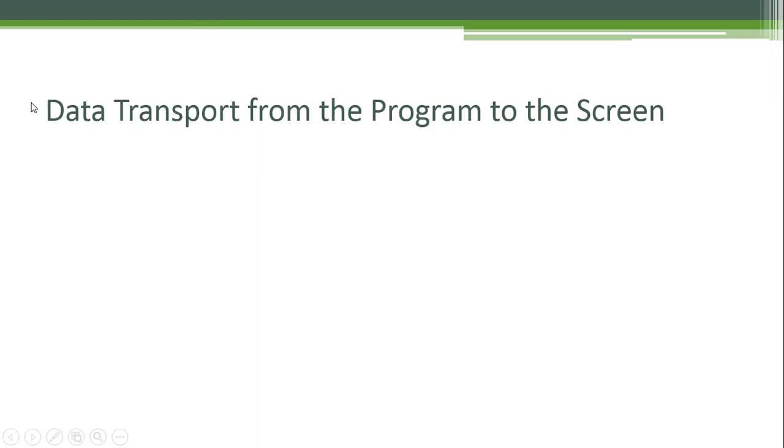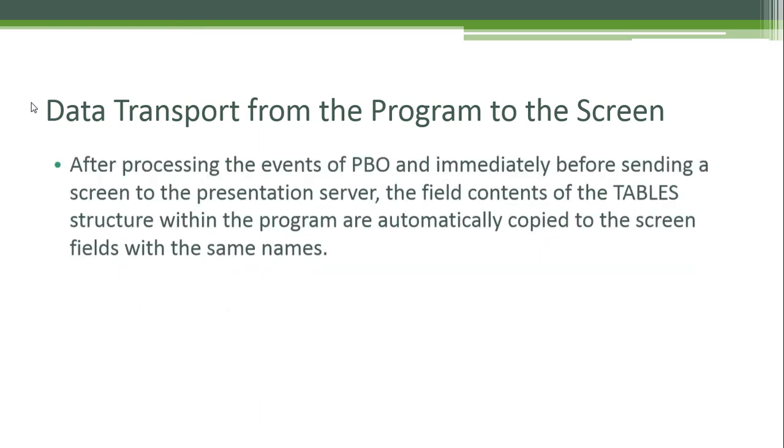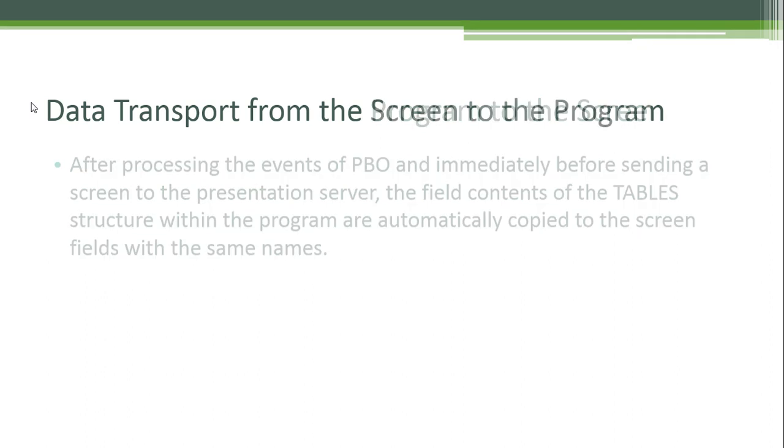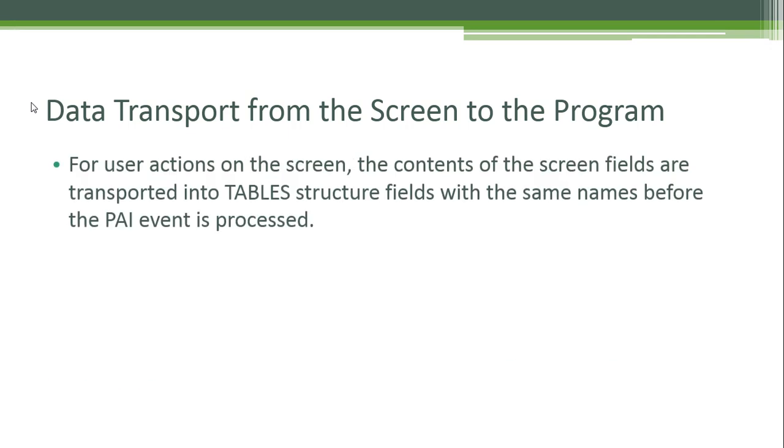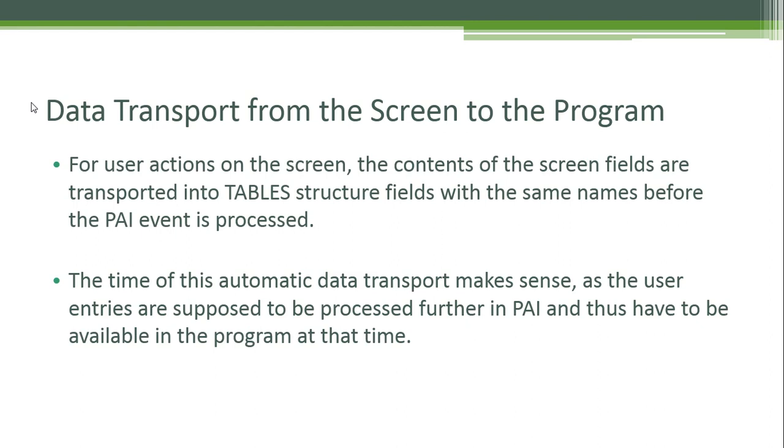Before talking about push buttons, let me tell you about the data transfer from the program to the screen. After processing the events of PBO and immediately before sending a screen to the presentation server, the field contents of the table structure within the program are automatically copied to the screen fields with the same names. And for data transferred from the screen to the program, for user actions on the screen, the content of the screen fields are transported into table structure fields with the same names before the PAI event is processed. The time of this automatic data transfer makes sense, as the user entries are supposed to be processed further in PAI and thus have to be available in the program at that time.